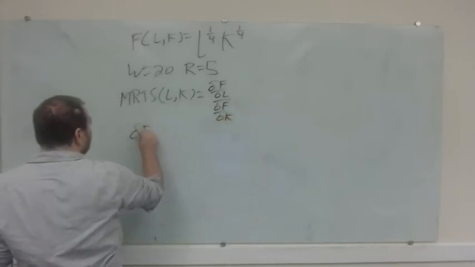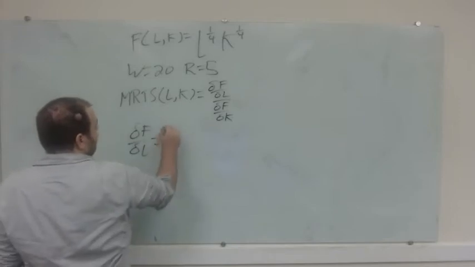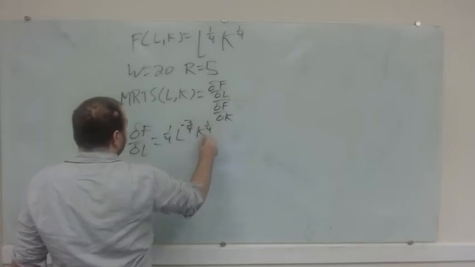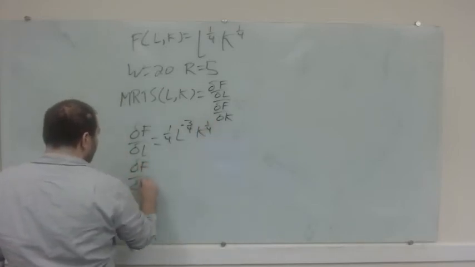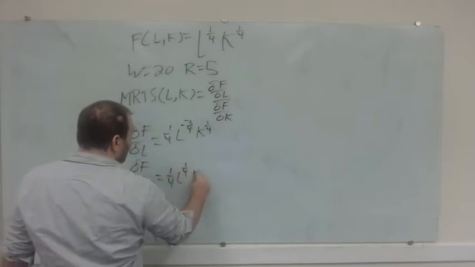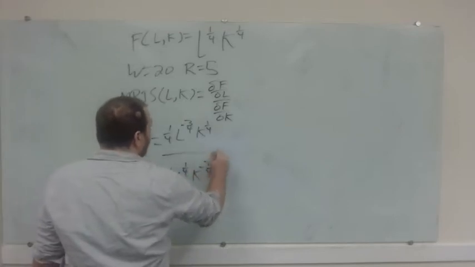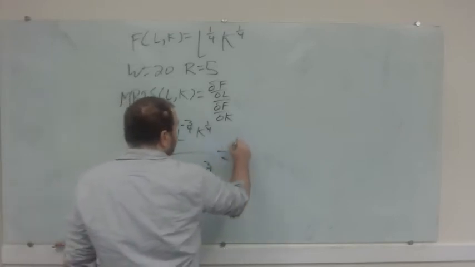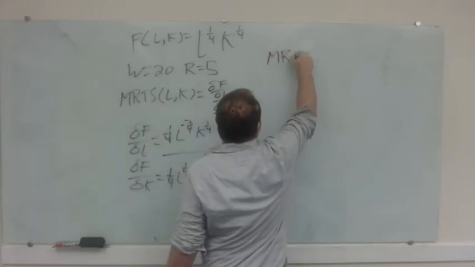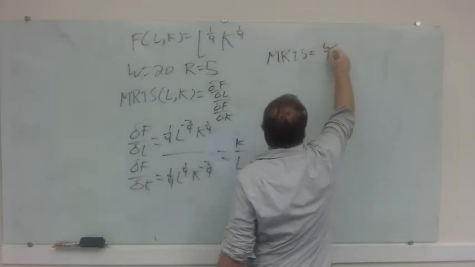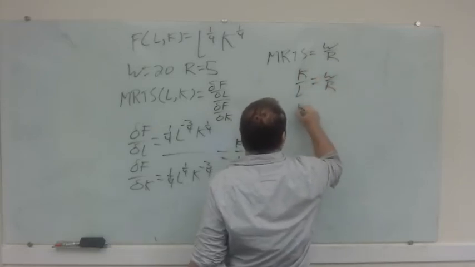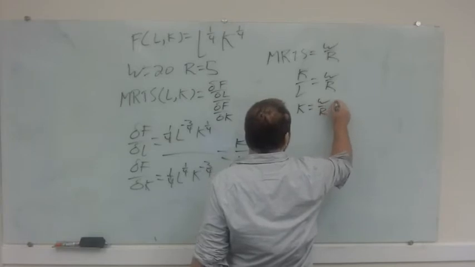But now dFdL is going to be 1/4 L to the minus 3/4 k to the 1/4, and dFdk is going to equal 1/4 L to the 1/4 k to the minus 3/4. So if I take this ratio, I'll still get k over L, just like before. So if I say MRTS equals price ratio, that's again going to give me k over L equals W over R. K is going to equal W over R times L.